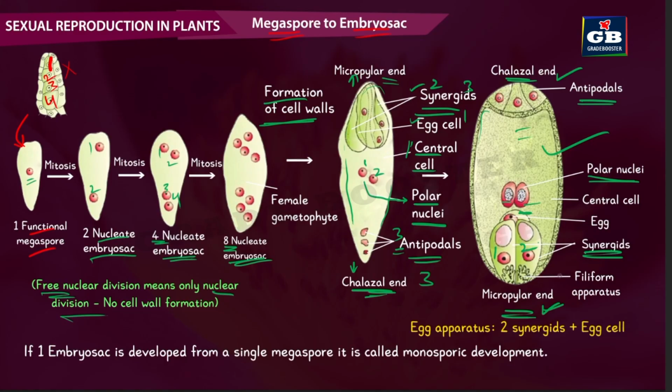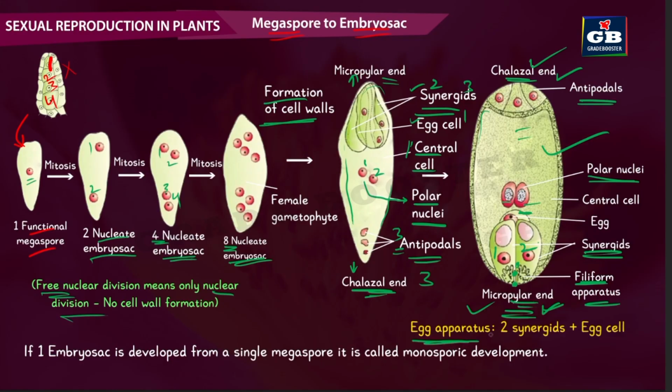Now the male gametes that come from the pollen grain have to enter and reach the egg cell. So how do they enter? From which side do they enter? From the chalazal end or from the micropylar end? They enter from this micropylar end. So the filiform apparatus facilitate the movement of the pollen tube into this embryo sac. So they help in the entry of the pollen tube. So the pollen tube enters into this embryo sac at this end, the micropylar end.